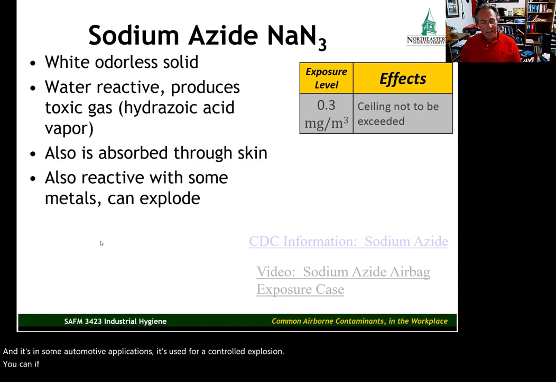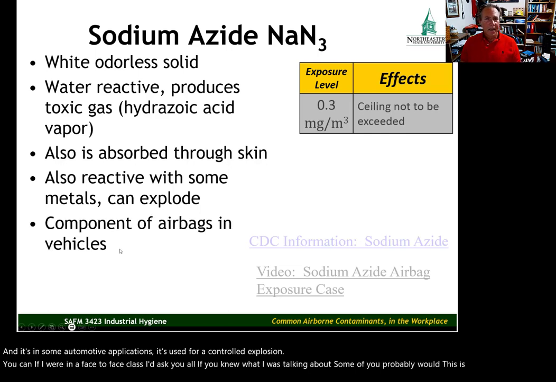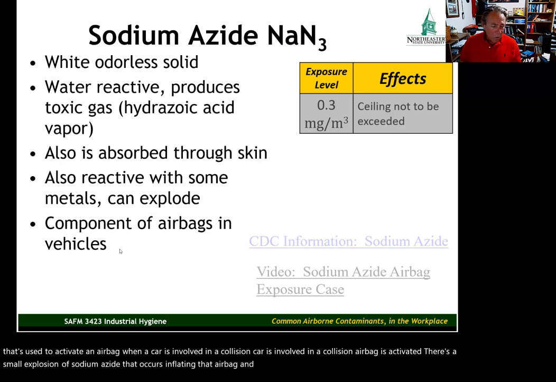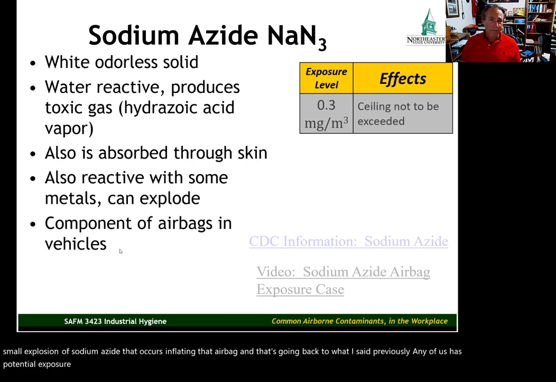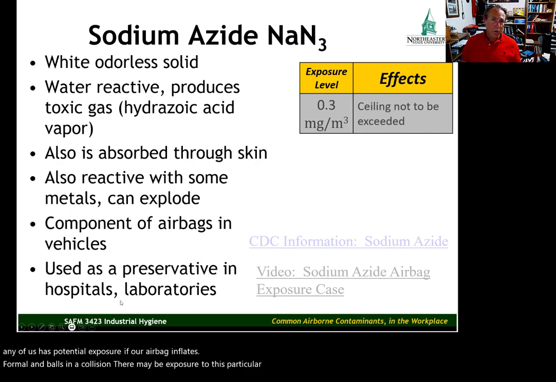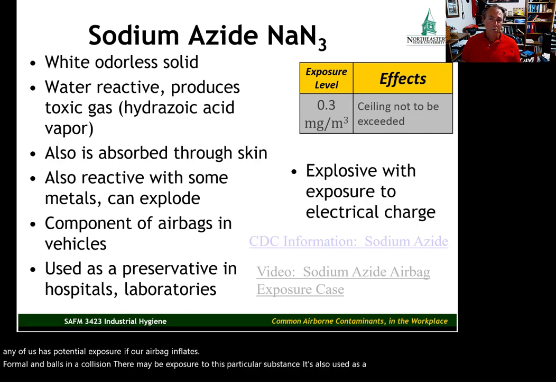If I were in a face-to-face class, I'd ask you all if you knew what I was talking about. Some of you probably would. This is a substance that's used to activate an airbag when a car is involved in a collision. The car is involved in a collision, the airbag is activated, and there's a small explosion of sodium azide that occurs, inflating that airbag. That's going back to what I said previously. Any of us has potential exposure if our airbag inflates, if we're involved in a collision. There may be exposure to this particular substance. It's also used as a preservative in hospitals and laboratories.